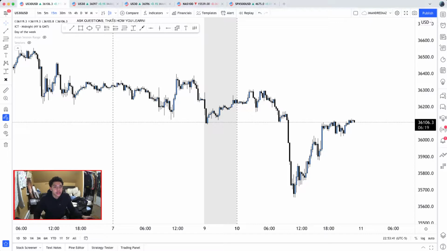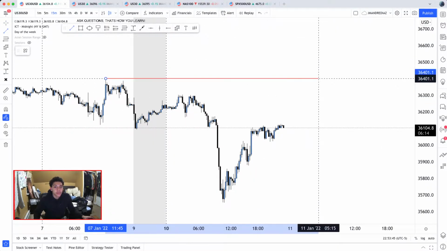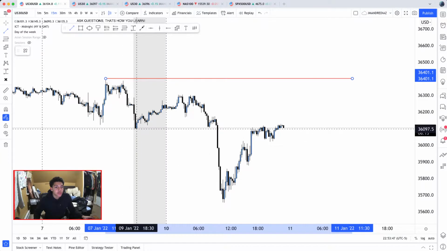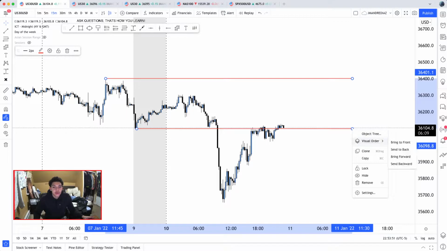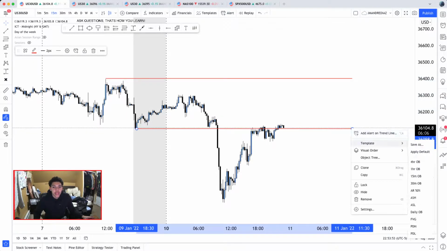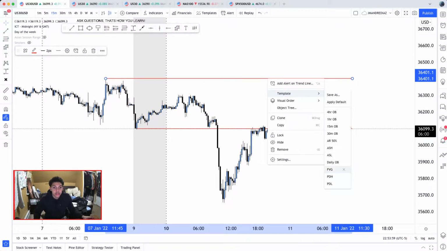So first things first, I'm going to start off by marking up the previous high from yesterday. Then I'm going to mark up the previous low from yesterday. So as you can see, the previous day's low was the one that was taken. The previous day's high did not get traded through. So what does that tell us? It tells us that today was overall a bearish day.